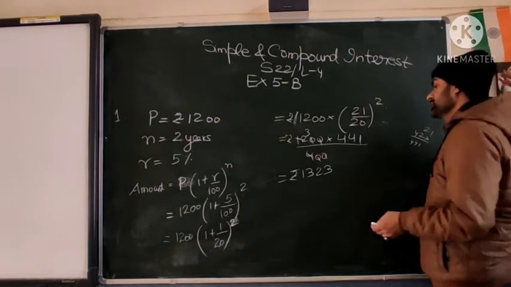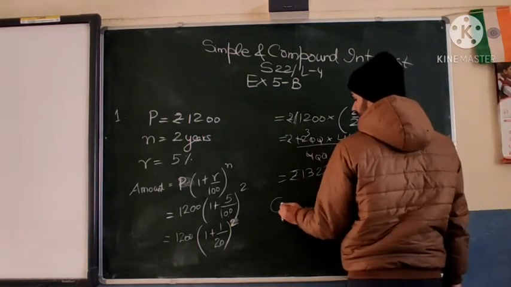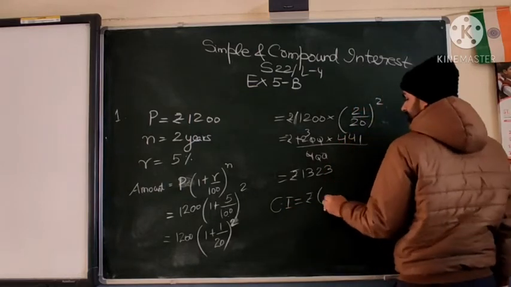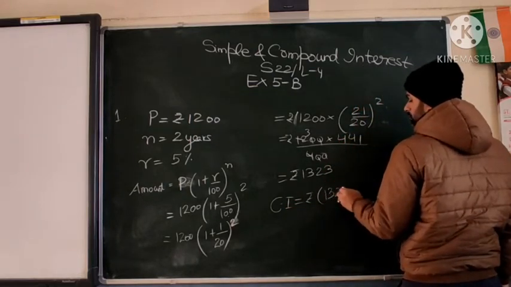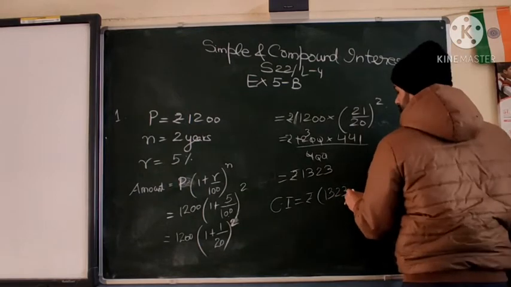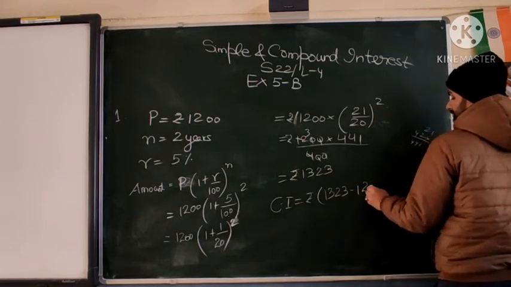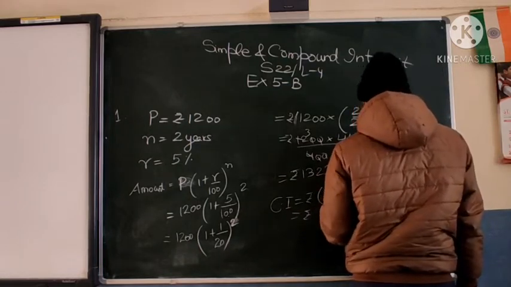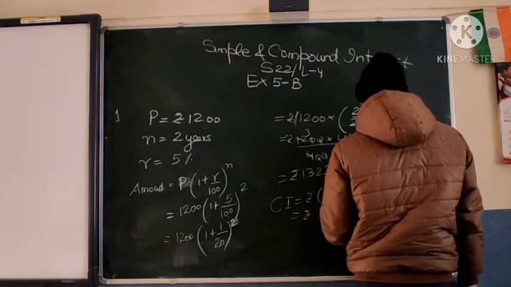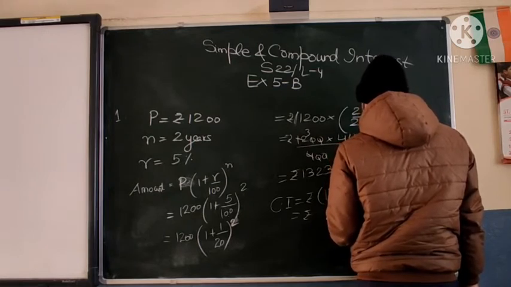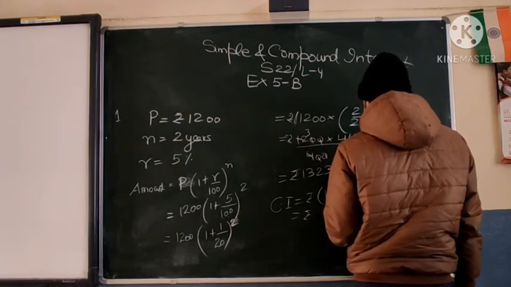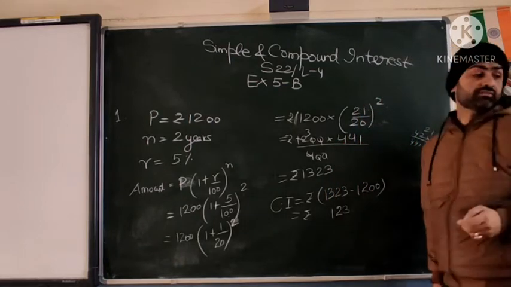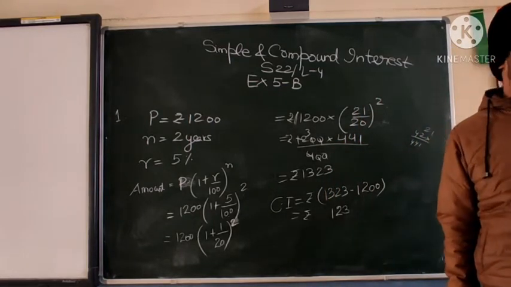Now what is the interest here, or you can say the compound interest? It will be rupees 1323 minus 1200. This will be rupees 123. So rupees 123 is the interest.